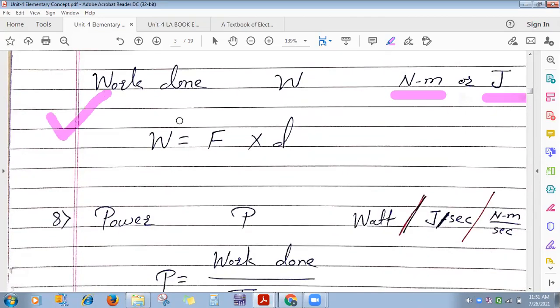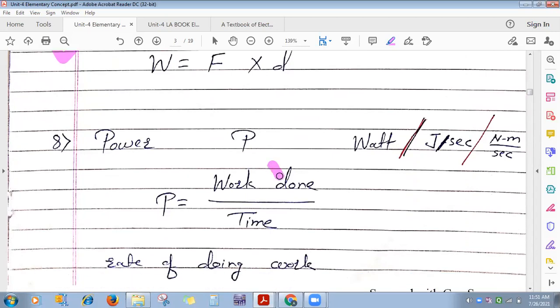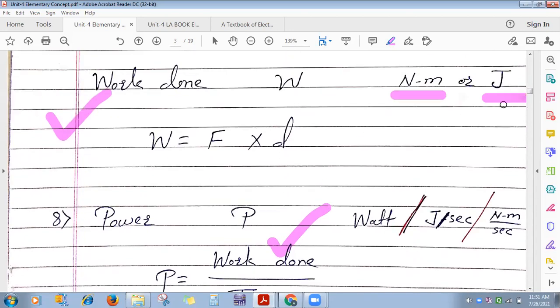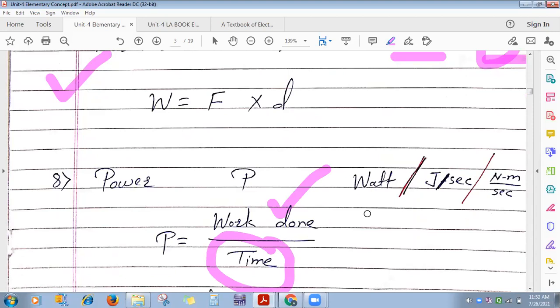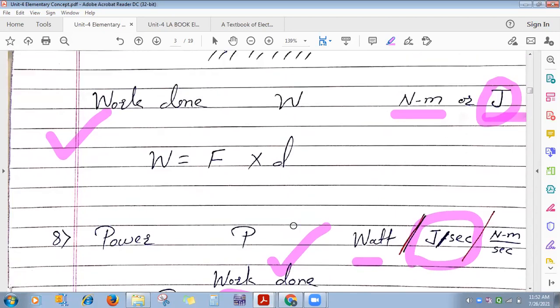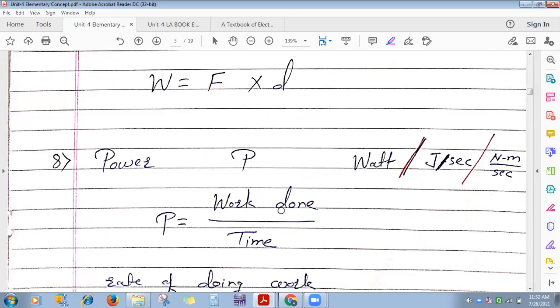Now here work is done. The rate of doing work is called power. So work done upon time. Work done in Joule, and work done upon time gives joule per second or watt. And work done is in Newton meter, so another unit is Newton meter per second. So power, which is called the rate of doing work, you can use the unit watt or joule per second or Newton meter per second.